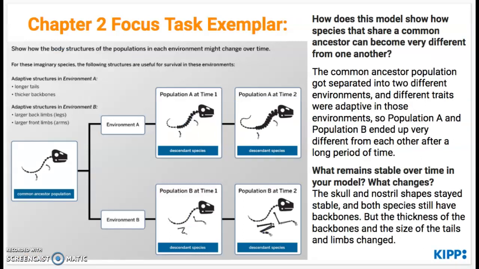After students have made their selections, showing what the different traits are for organisms in environments A and B, they're then asked to answer two questions. How does this model show how species that share a common ancestor can become very different from one another? The key idea here is showing how the environment in which they live can produce different results of the traits. They're then asked to identify what remains stable over time in their model and what changed. They should have noted that the skull and nostril shapes remain stable, and both of them still have backbones. However, the thickness of the backbones and the size of the tail and the limbs have changed.